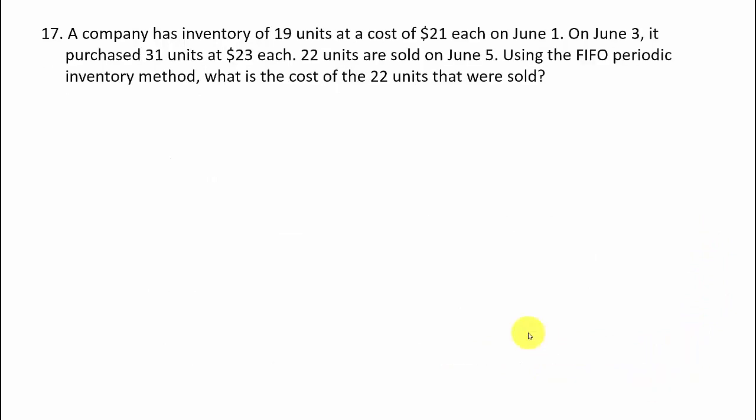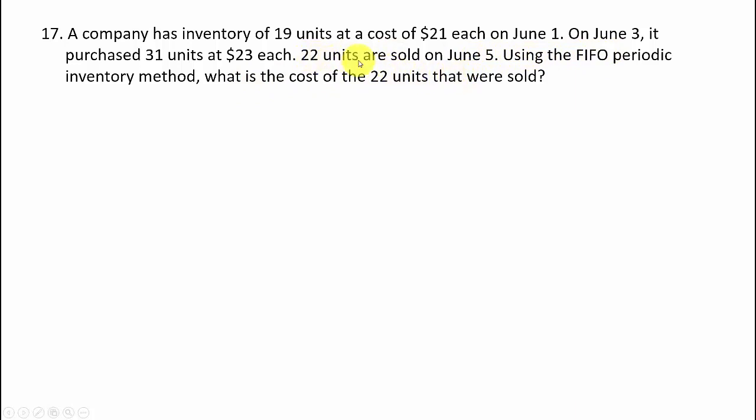Next, number 17. Company has inventory of 19 units at a cost of $21 each on June the 1st. On June the 3rd, it purchased 31 units at $23 each. 22 units are sold on June the 5th. Using FIFO, what is the cost of the 22 units that were sold?